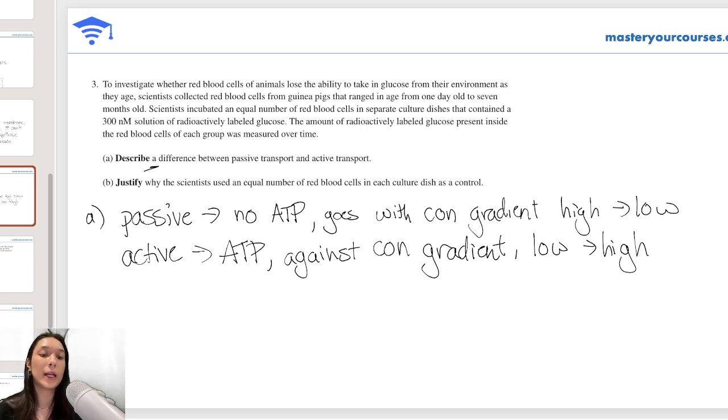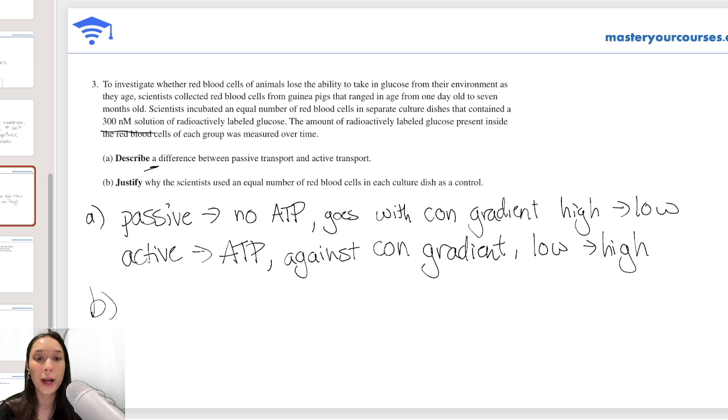Okay, and then for B, it asks you to justify why the scientist used an equal number of red blood cells in each culture dish as a control. So they're really just asking you to justify why they used that control. So let's go back into the question. Scientists incubated an equal number of red blood cells in separate culture dishes that contained this 300 nanomolar solution of radioactively labeled glucose. So the reason that they would use the same number of red blood cells is because of what they're actually looking at as the experiment.